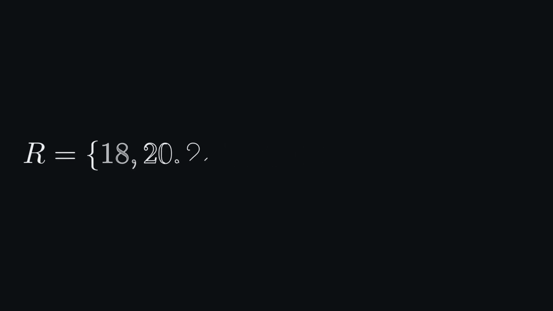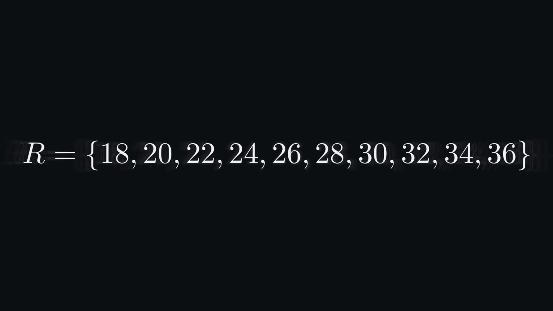Now, let's write down the elements of set R. Set R consists of 18, 20, 22, 24, 26, 28, 30, 32, 34, and 36.